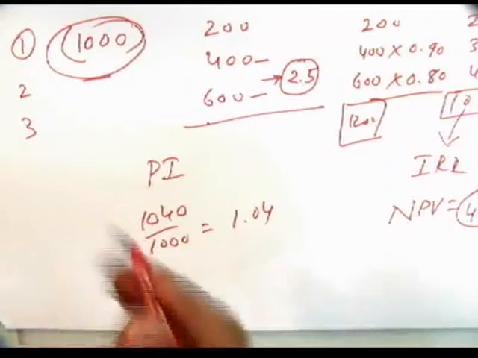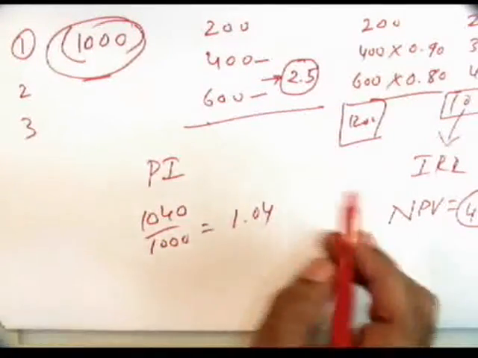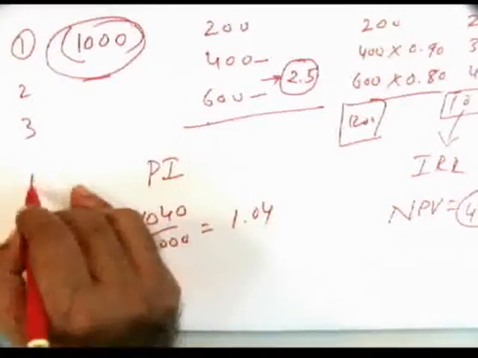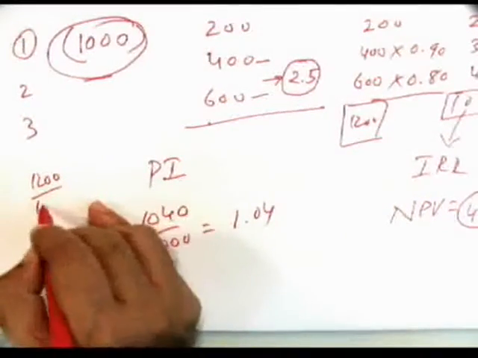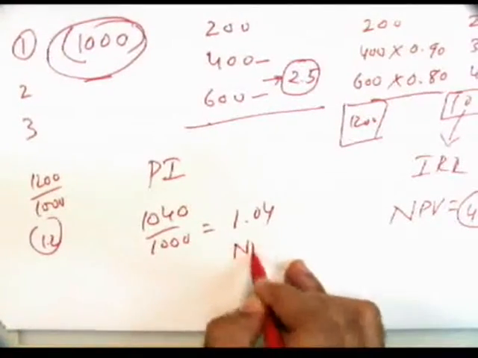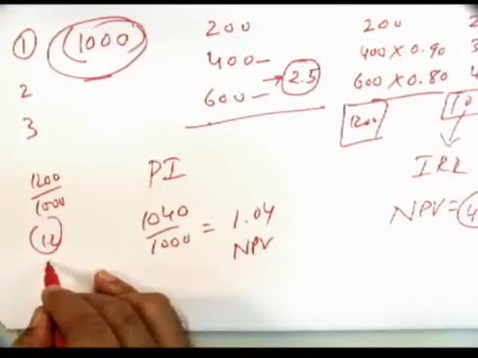Even the profitability index may also ignore the interest rate. In that case, as I have mentioned, 1200 divided by 1000, 1.2. So this has taken care of NPV. This has taken care of the time value of money.